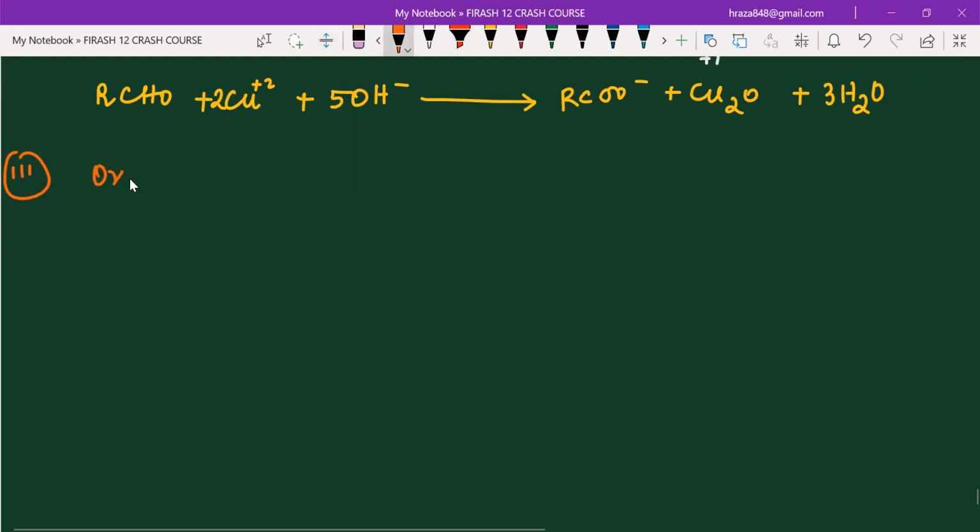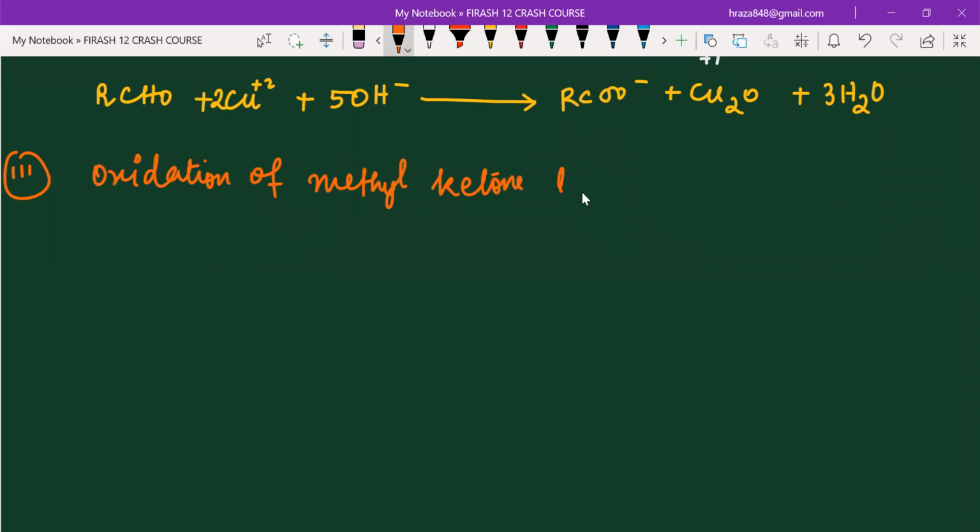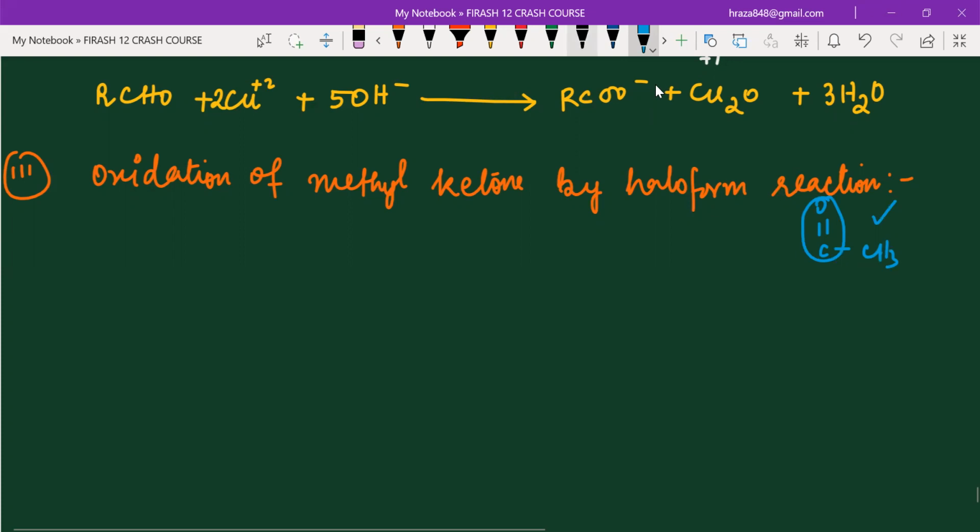The third and the last is oxidation of methyl ketone by the haloform reaction. You know what a ketone is, and if you have a CH3 adjacent to the C=O group, that is called a methyl ketone, and this reaction only occurs with that type of ketone. Take an example, R-C(=O)-CH3.